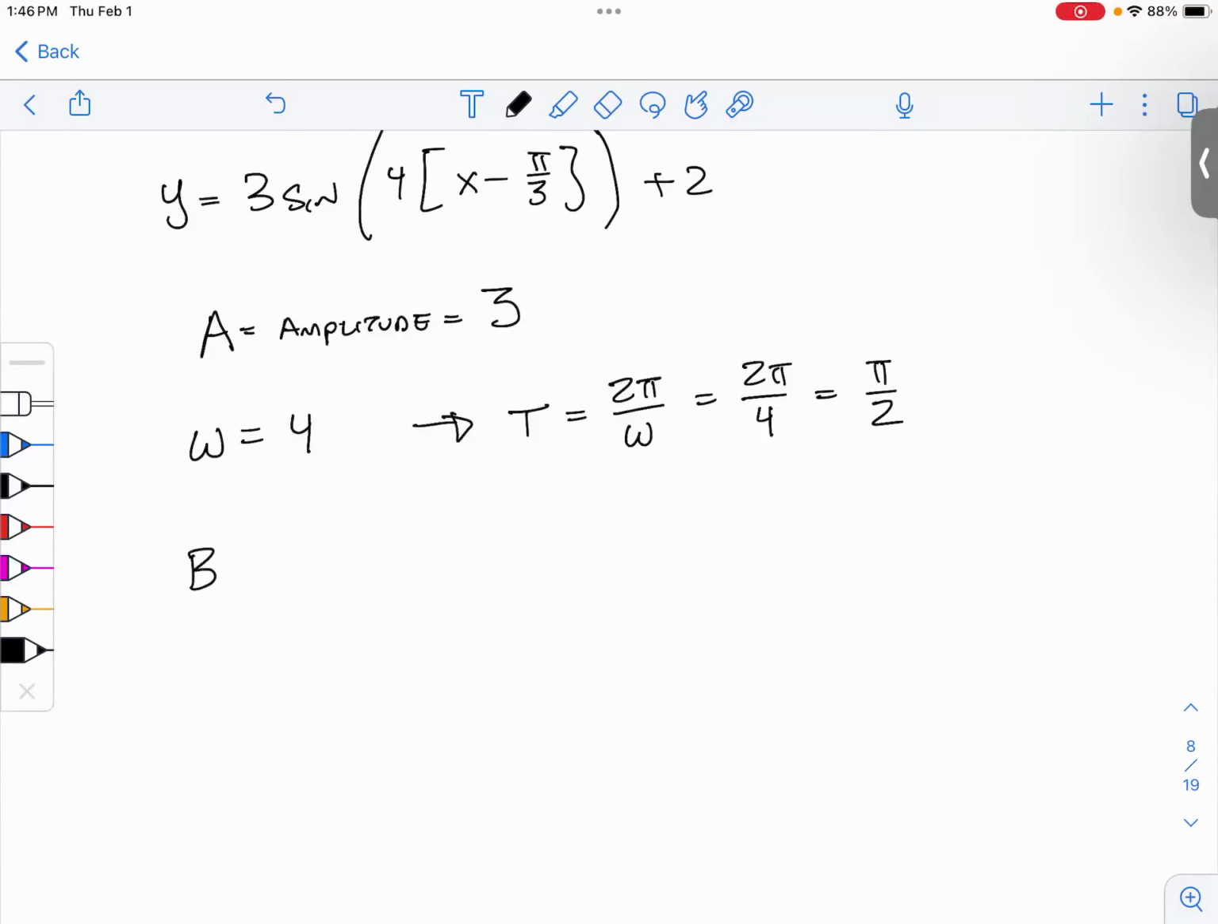Okay, let's see, what else do we have? B, which is the Y shift, which is 2. And then our X shift, or starting point, is pi over 3, positive, opposite sign. If it is a negative there, that means I actually start this pi over 3 in the positive direction. Okay, so we identified all our information. At this moment, even though we identified all that, I only have 1 point, my starting point.